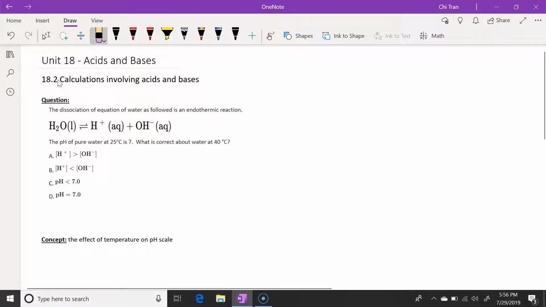This video is about calculations involving acids and bases. So the key word is dissociation of water is an endothermic reaction. The question's also asking about water at 40 degrees Celsius. And we can look at the answer options to give us a clue of what to look for. So we have concentration of H plus and OH negative, as well as pH. So the concept of this question is the effective temperature on the pH scale.